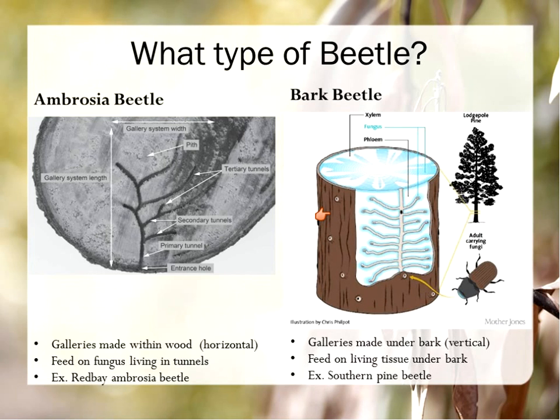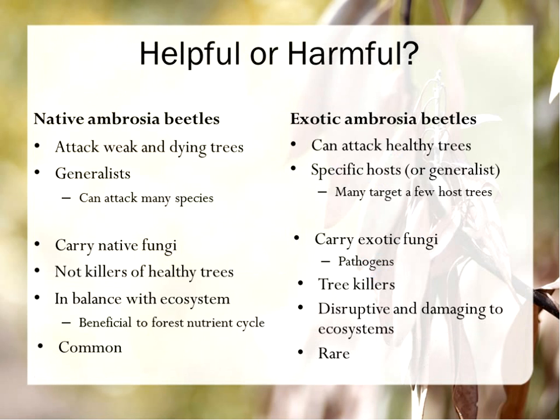Ambrosia beetles, again, have the symbiotic fungus that they need to survive. Bark beetles feed on the tissue underneath the bark. They also associate with fungi, but their relationships are variable depending on the species of fungi and the beetle and the condition of the tree. With ambrosia beetles, it's a much more obligate association between the two. And just for example, the redbay ambrosia beetle is a well-known ambrosia beetle, and the southern pine beetle in the south is a problematic bark beetle.